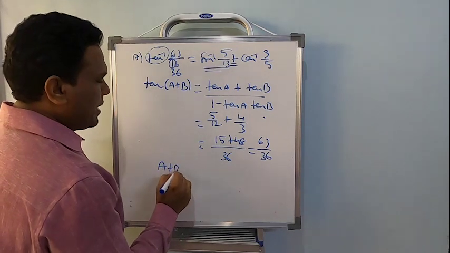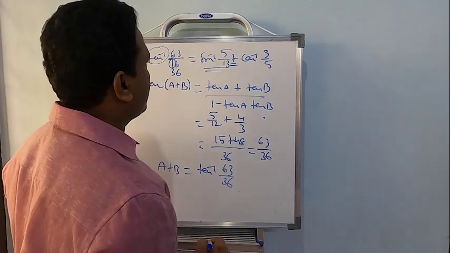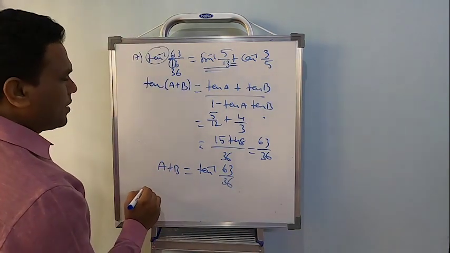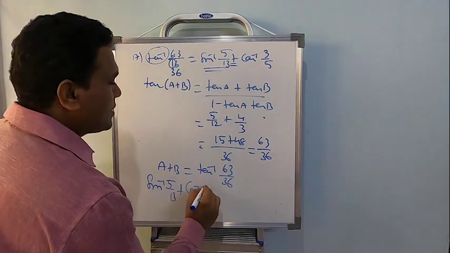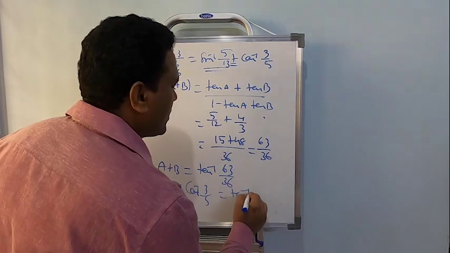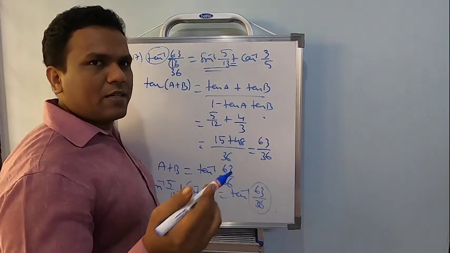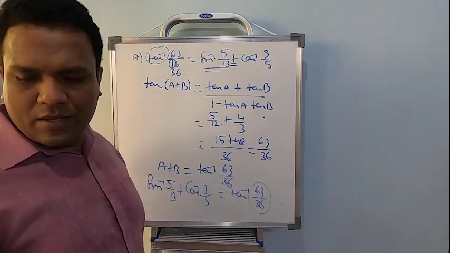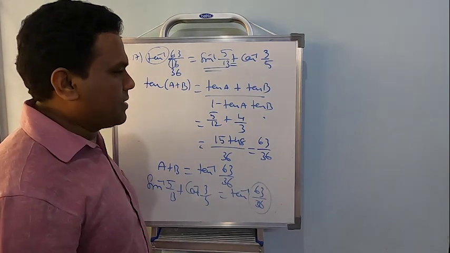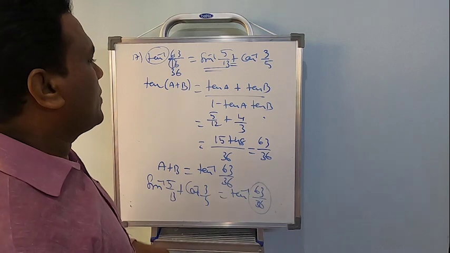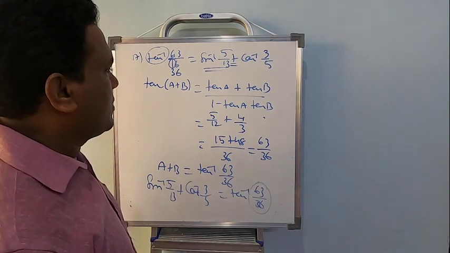Now further, A plus B can be written as tan inverse 63 by 36. On substituting for LHS, sin inverse 5 by 13 plus cos inverse 3 by 5 is equal to tan inverse 63 by 36. There is some correction actually. If there is a correction, I will let you know. So please make a note of this. So your required answer will be 63 by 36, not 16. Is there any chance it's going to be 16? No. 12 multiplied by 3, 36, right? That's fine.